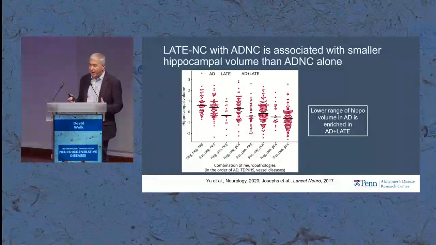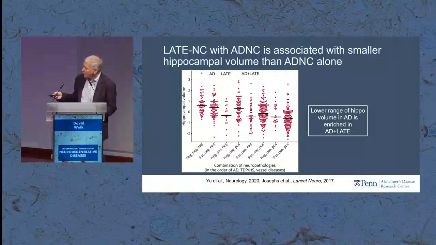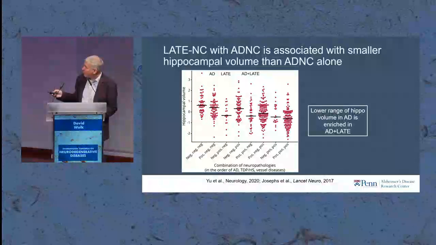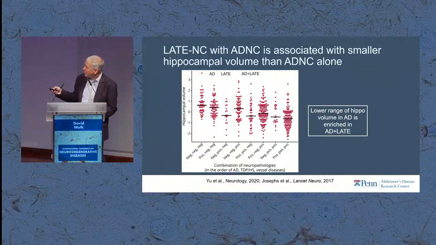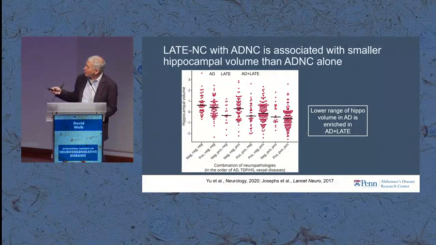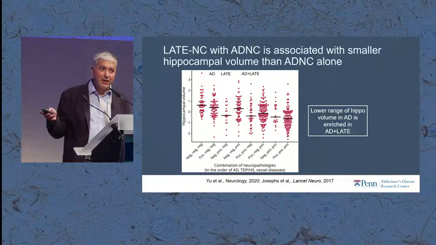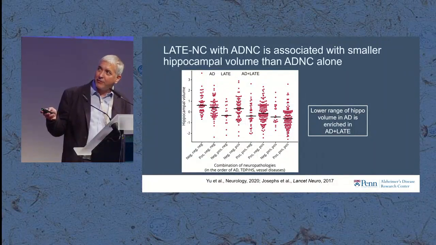Even just hippocampal volume itself can be helpful. So this is another postmortem imaging study from the Rush group, where they looked at a variety of different combinations of pathology, and these are hippocampal volumes. And you'll notice that AD alone, relative to normals, or people without pathology, there's obviously hippocampal atrophy, but it's not super severe, whereas LATE tends to be associated with an even more severe atrophy.